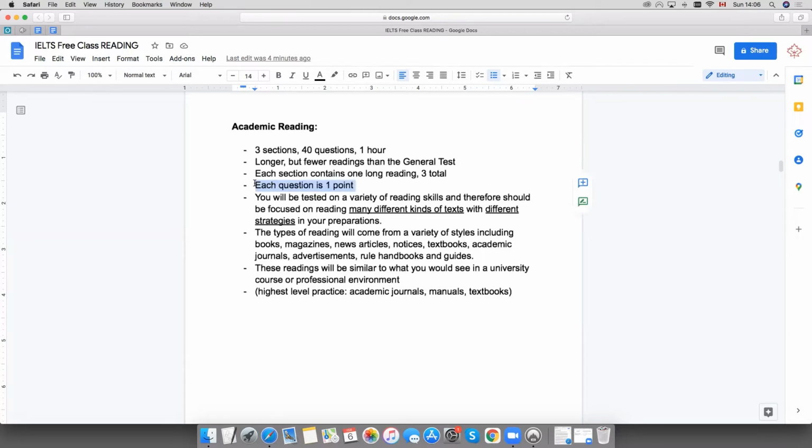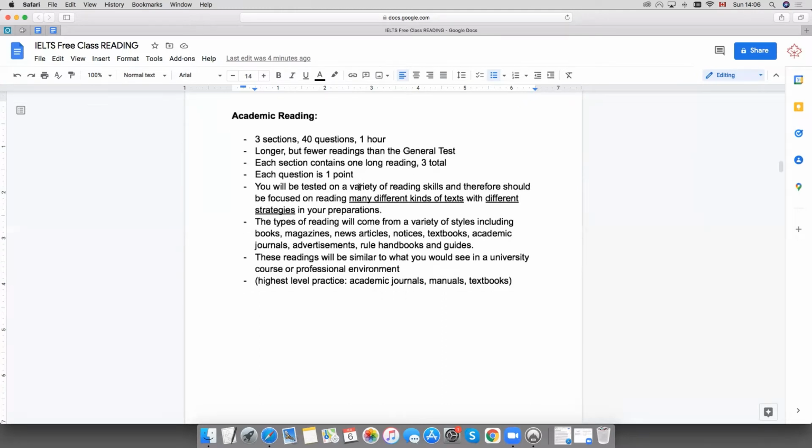The same idea with the points as well. So it's 1 point per question. You get a point if you answer correctly, but you don't lose if you're incorrect. So once again, even on the academic test, we don't want to be guessing, but if you have to, you might as well guess instead of leaving something blank.